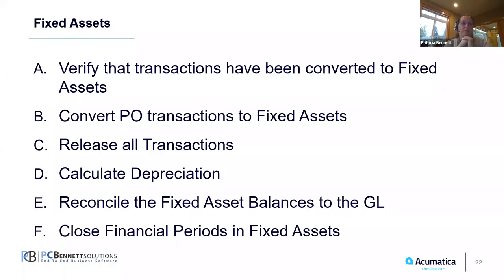Fixed assets. It's another module. If you're using it, then in fixed assets, there's a way of flagging a PO or a purchasing AP as an asset. Make sure you convert those transactions into fixed assets, and then you release all the transactions that you have converted. Calculate the depreciation, reconcile your fixed asset balance to the GL, and then once you have reconciled that, you can close your financial period. So there's a theme here.